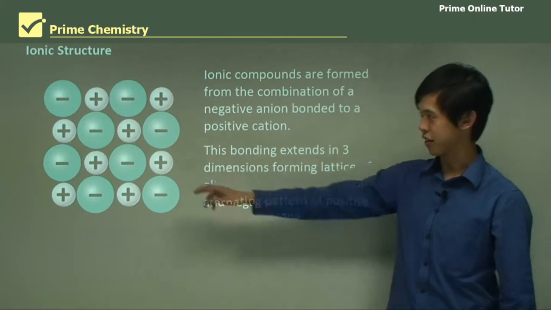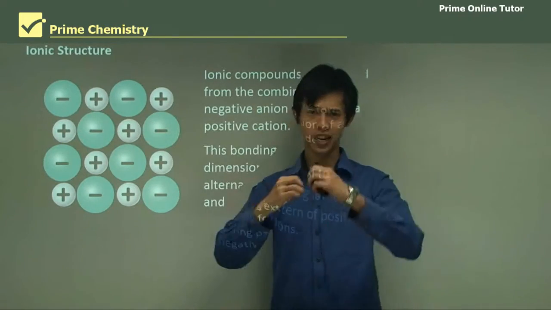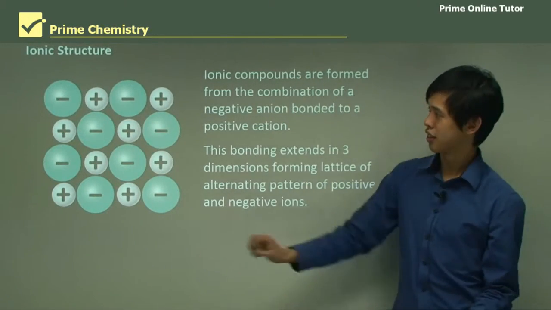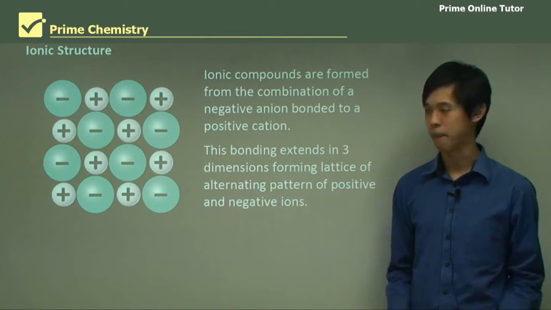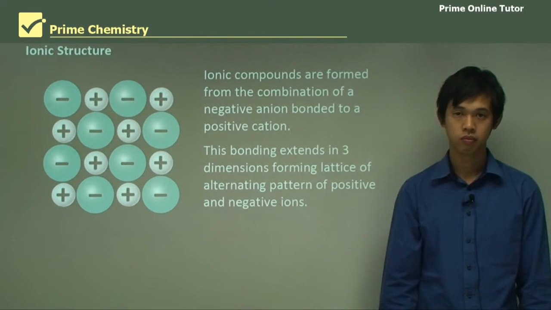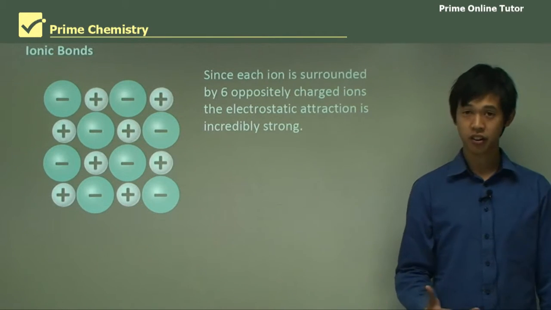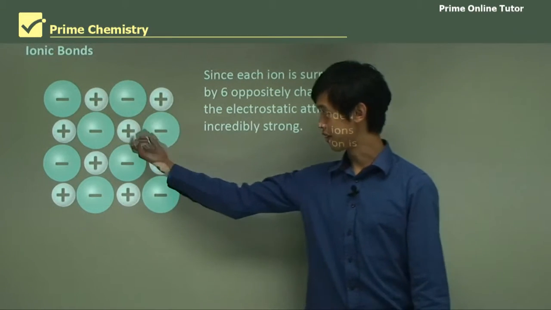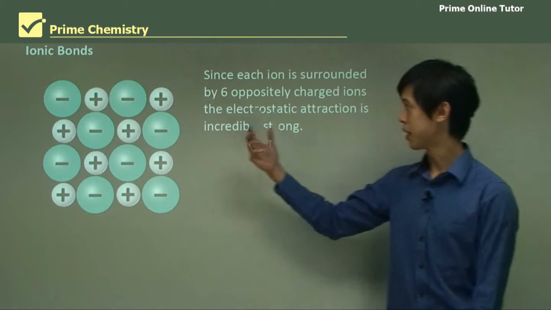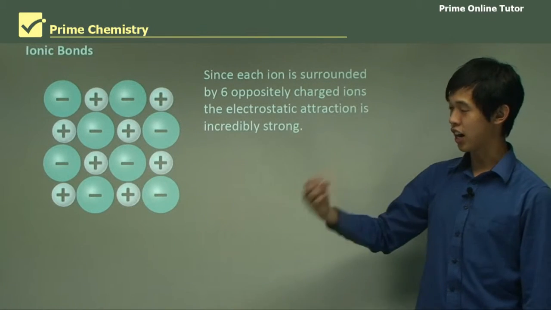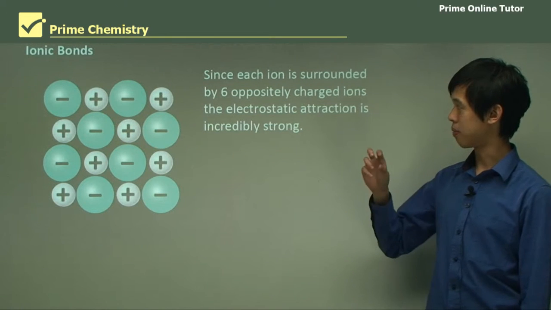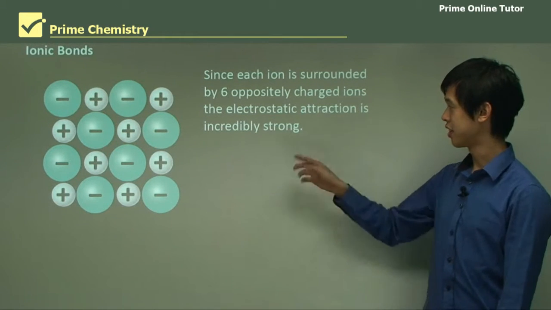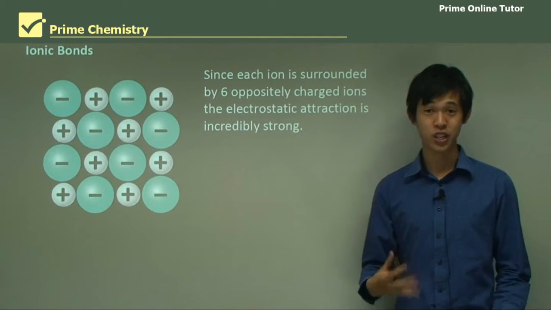And obviously there's a reason for that, because if you put 2 negatives together, they're just going to repel each other. So if you put a positive in between, they're going to all attract each other and keep everything tight. So the ionic bond is what we call the force of attraction between them. And because each individual ion is surrounded by 6 oppositely charged ions, the electrostatic attraction is really, really strong.